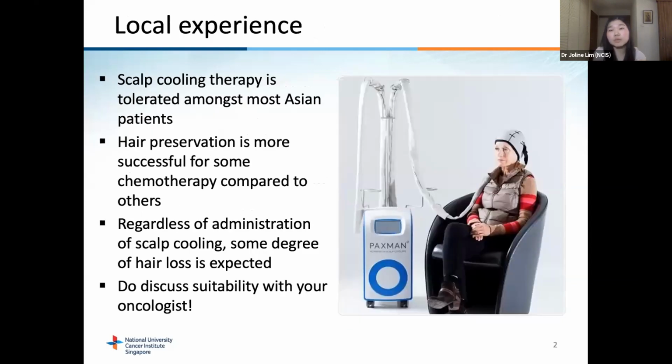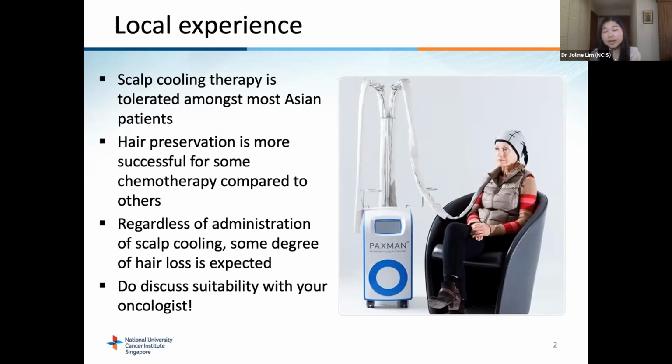The picture you see here is a scalp cooling machine. This is available at our institution, the National University Cancer Institute, Singapore, and in quite a few of the private oncology centers. It is one of a few brands of machines that are out there. We have done a pilot study in our hospital over the last 1.5 to 2 years. When we first brought it into Singapore, we weren't sure whether it would be suitable because a lot of the previous studies were done in Caucasian countries. But surprisingly, it was very well tolerated among our patient population.